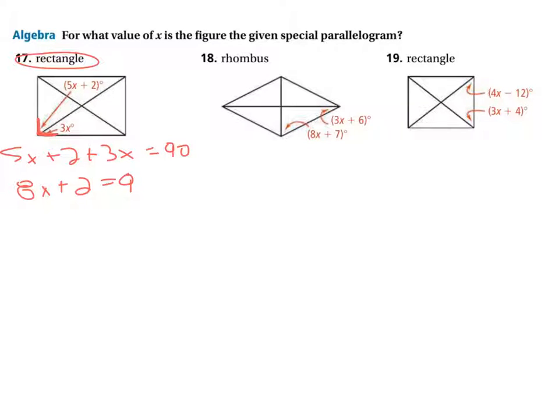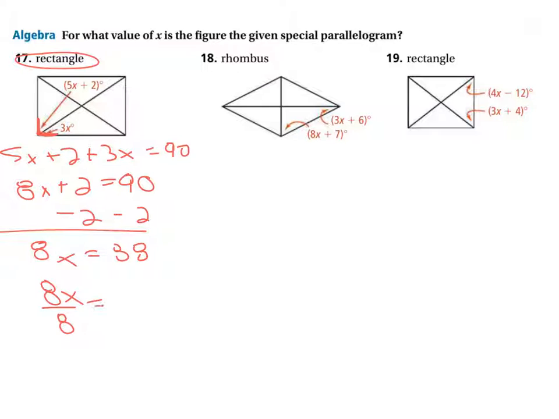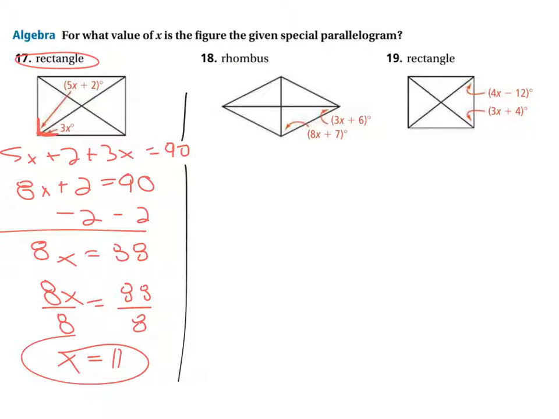Minus 2, 8x equals 88. And when you divide both by 8, you get x is equal to 11. If you had a value of 11 for x, that would make those two angles sum to 90, and that's what we would need to have in order to have a rectangle.